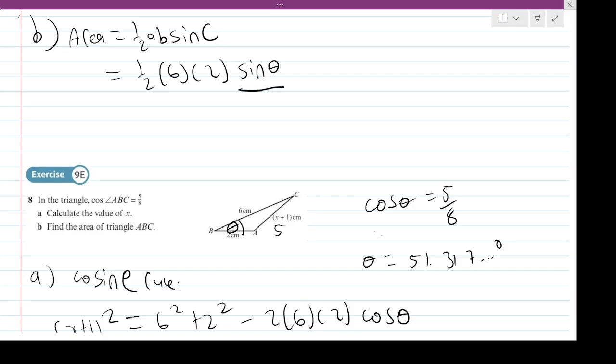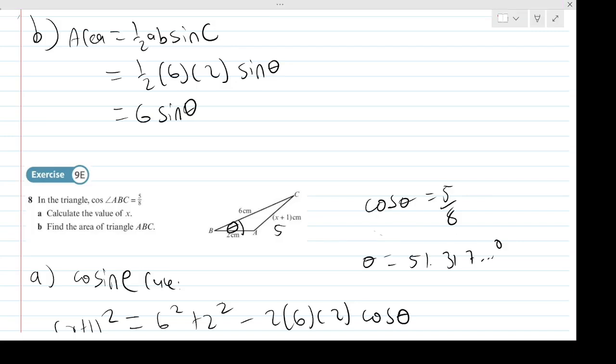Now, I can simplify this bit firstly. So half times 6 times 2, so that's going to be 6 sine theta. Now, this is sine theta, not cos theta. So we're in a bit of a pickle there. So we probably are going to need to use the angle theta and then do the sine of it.